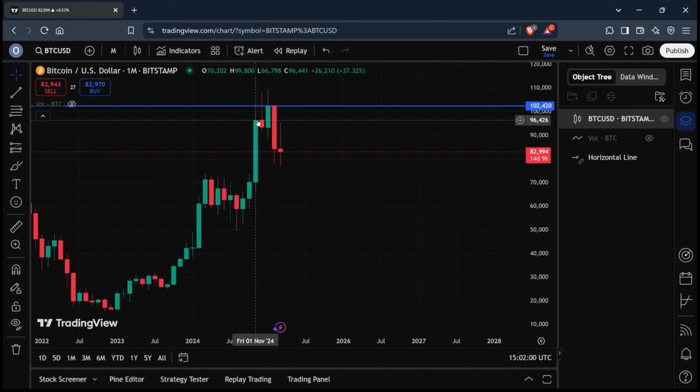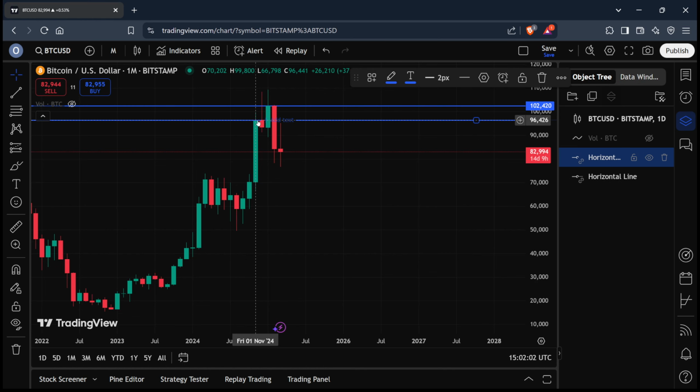So we want to mark that as well. So do that. It's another area of resistance. And then let's get this one right here. See, I'm looking at these two candles right here. It's resistance, resistance, and then over here on this candle, it almost went to that same level again and then got rejected again, and then it eventually broke through.